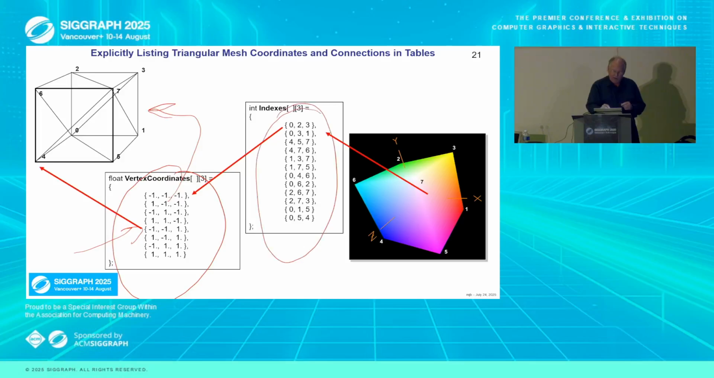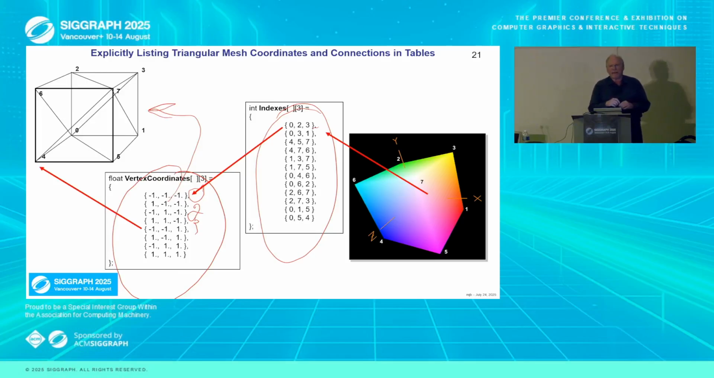But then we create another table that tells us how to connect them. So vertex 0, 2, and 3 all get connected, and that's one triangle. So this is typically one of the ways that you get mesh data, in a series of tables. And you can put other properties into the tables as well, like colors, surface normals, texture coordinates, all kinds of things. But basically, a mesh is defined by a group of tables.